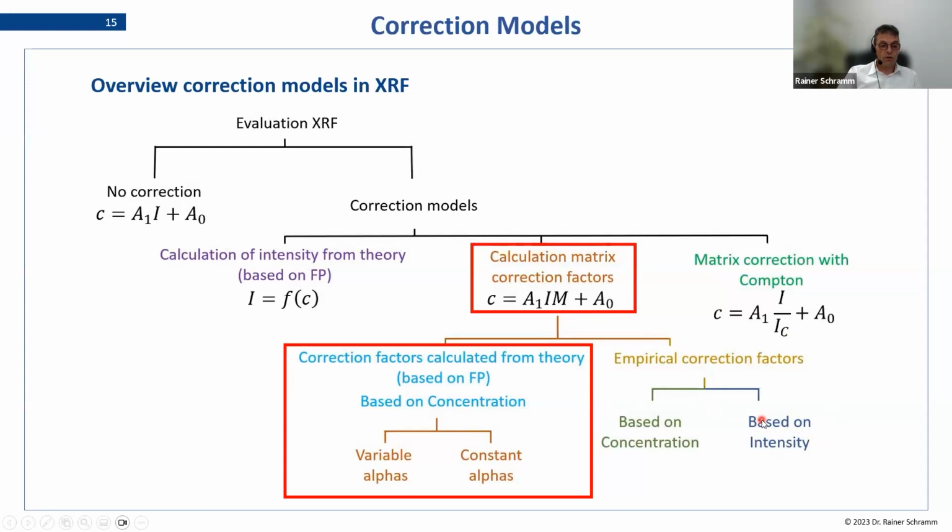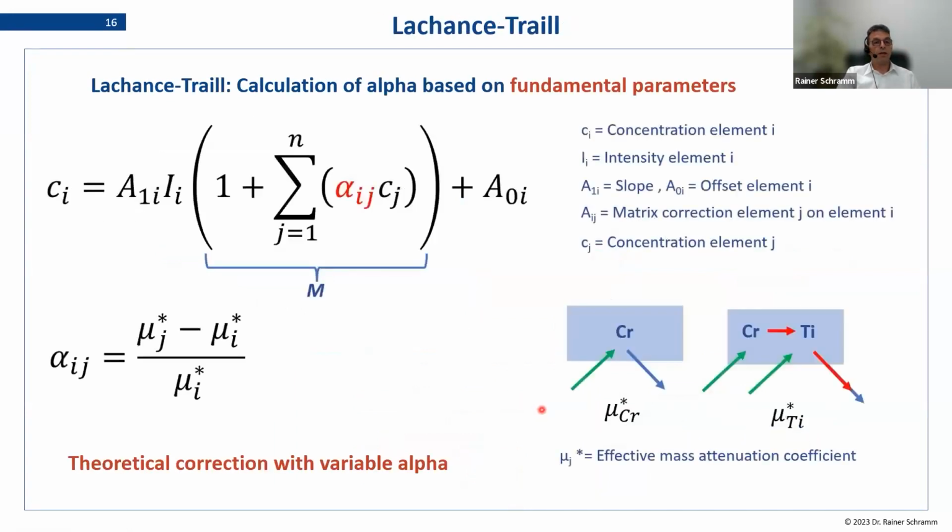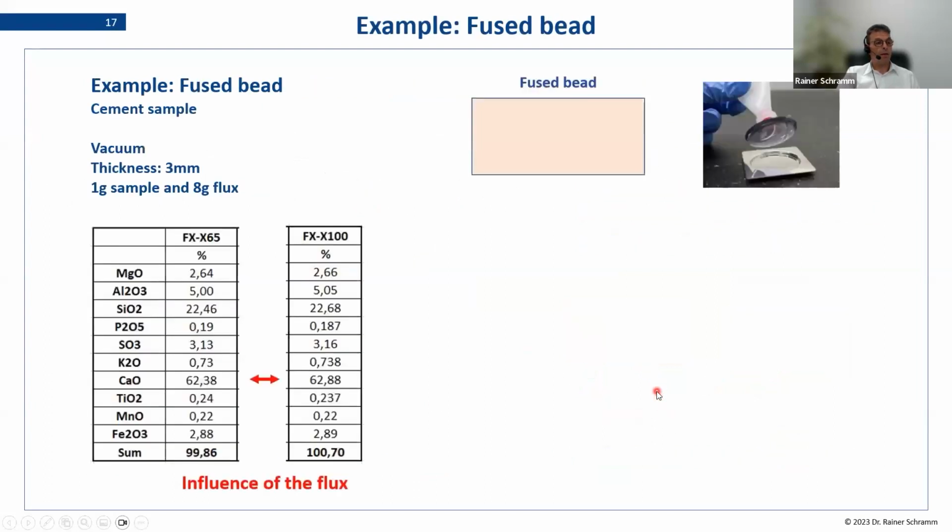But let us first see how we do that, or an example, how this will be presented in the real world. So here you see that this is our M factor, and I make it really short with this formula. And this M factor is then containing these alpha coefficients, which are calculated from the mass attenuation coefficients. But in an example, this looks like this.